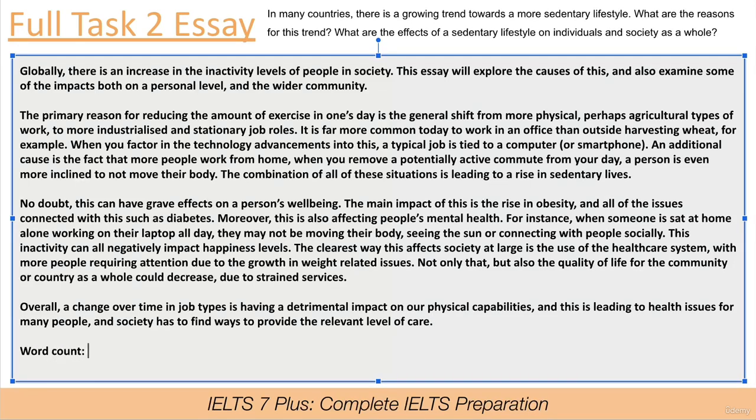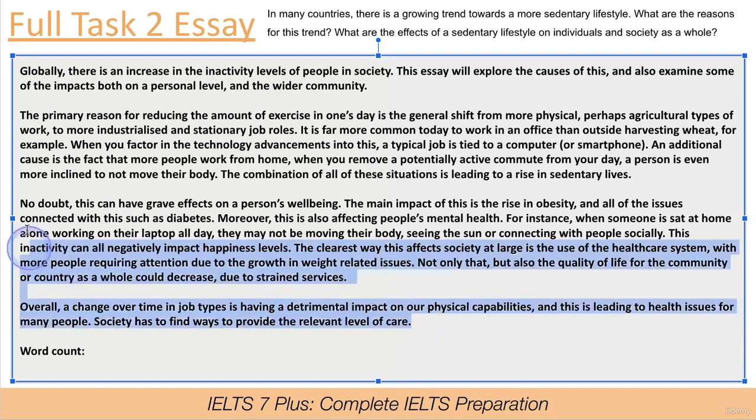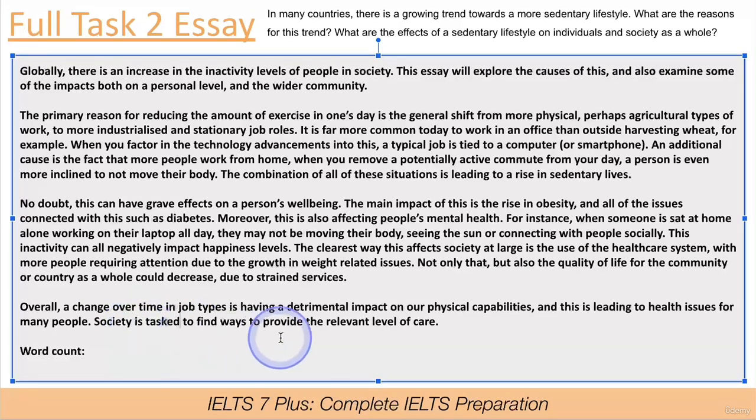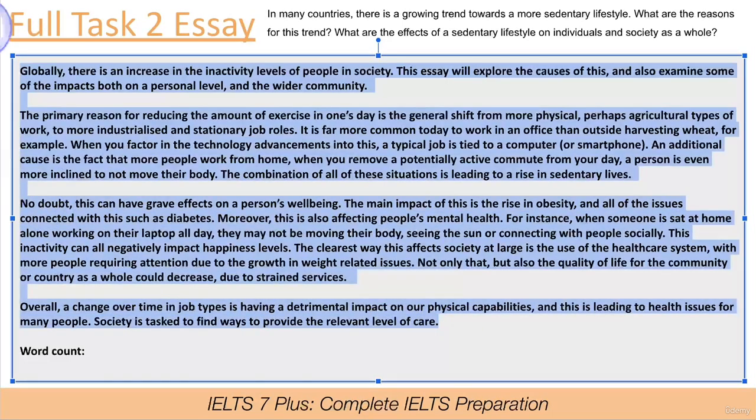Overall, a change over time in job types is having a detrimental impact on our physical capabilities, and this is leading to health issues for many people and society. Let's have a look. Society has to find ways to provide the relevant level of care. Society is tasked, maybe, to find ways. Okay, let's check the words of this one and see how we've done.